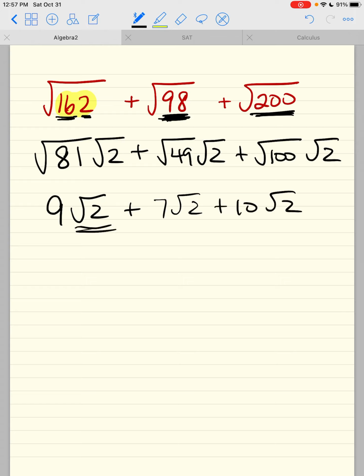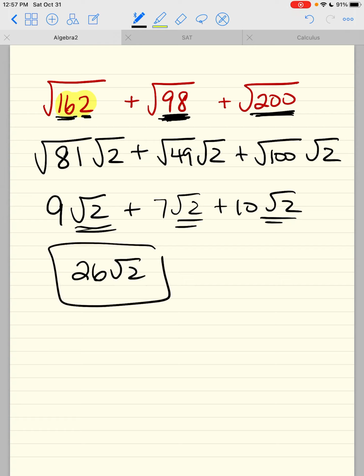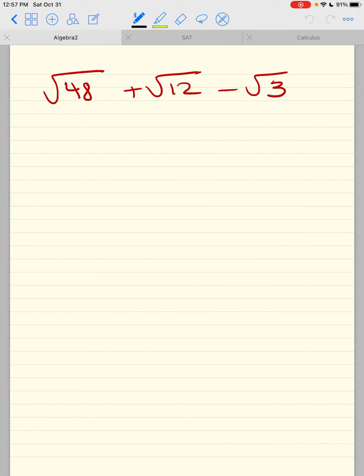And now you can add these all up because they all match. You can only add them if they match, okay? 9 and 7 is 16 plus 10 is 26. Keep the radical 2. And here's our final problem for the day.